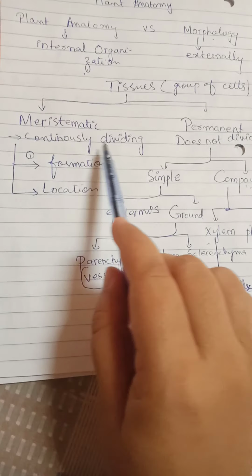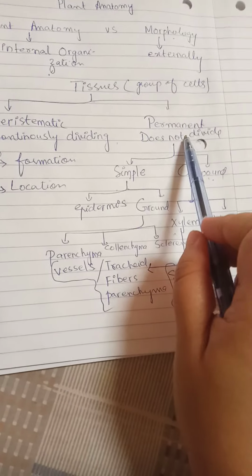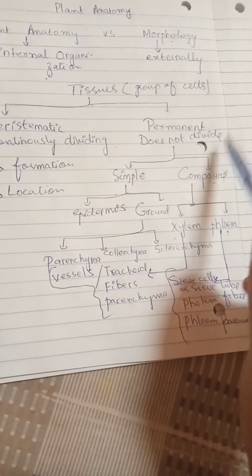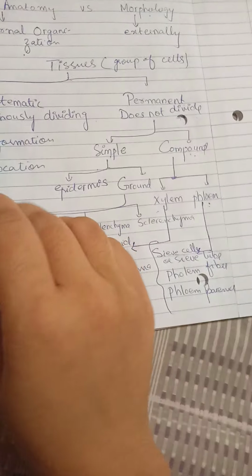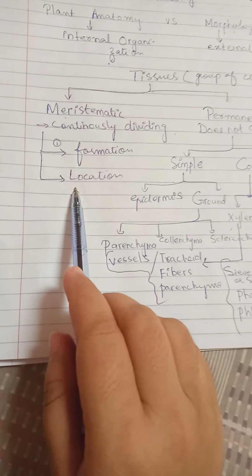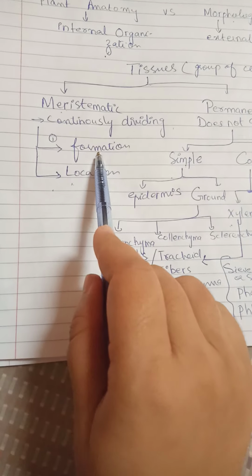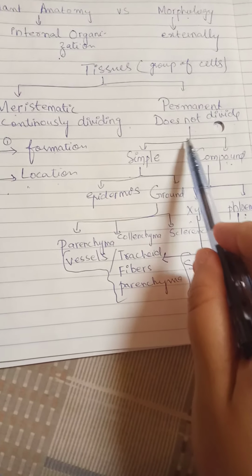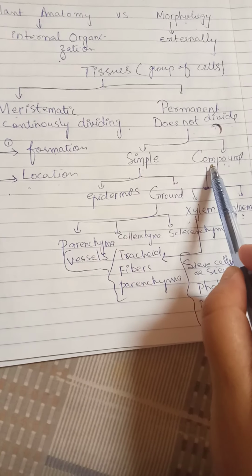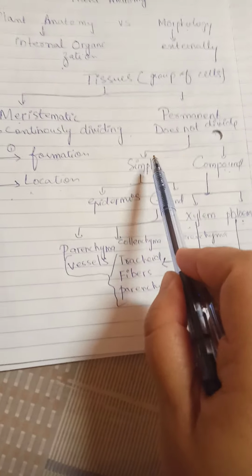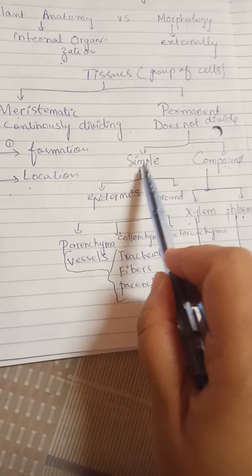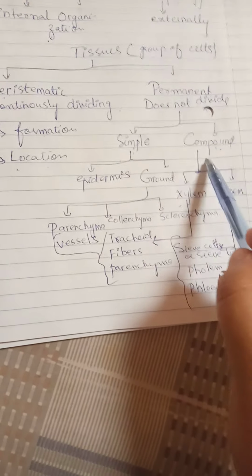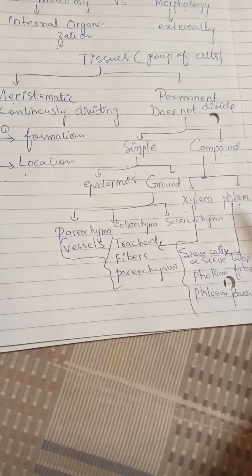Meristematic tissues are continuously dividing cells, whereas permanent tissues do not divide continuously because they are permanent. And meristematic tissues are further categorized into two types on the basis of their formation and on the basis of their location, whereas permanent cells are of two types: simple and compound. Simple tissues are those which are made up of only one type of cells and perform a specific function, whereas compound tissues are made up of more than one type of cells and as a whole perform one function.